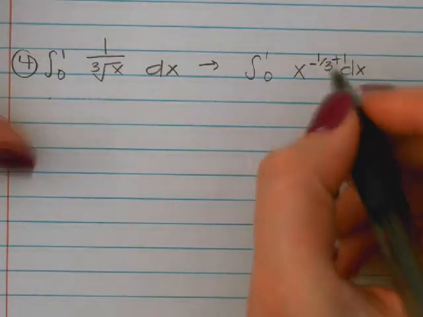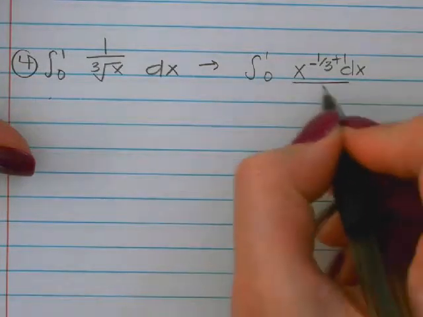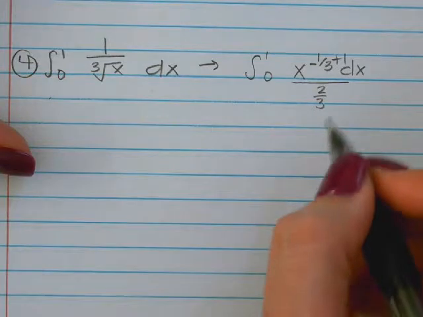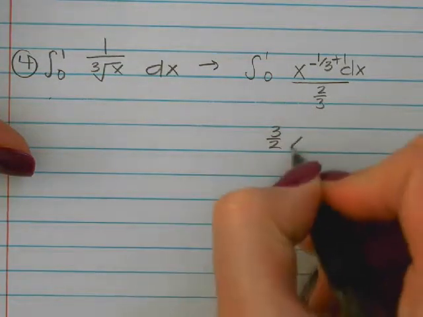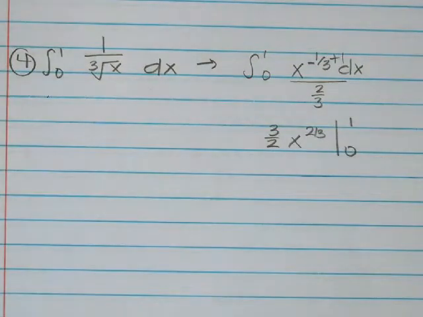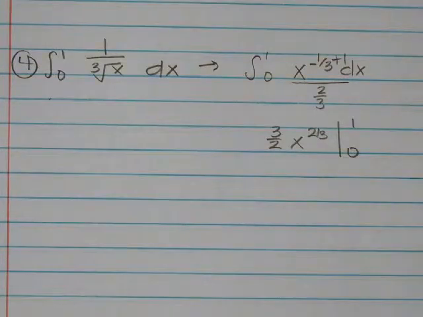Alright, so negative 1/3 plus 1 is 2/3, divided by 2/3. So what is our integral? 3/2 x to the 2/3, evaluated from 0 to 1. Now, it looks like you can evaluate that just fine, but which one do we know is supposed to be the issue? The 0, because of the original problem.